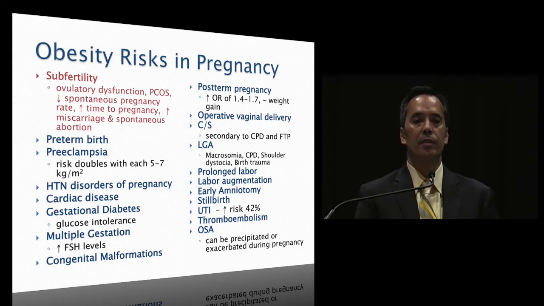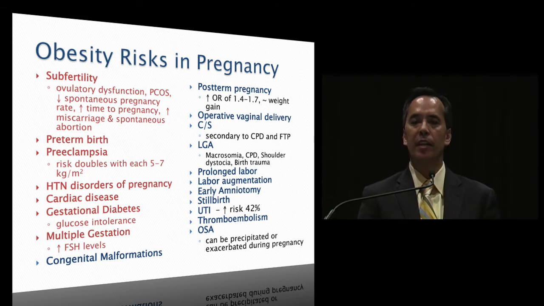Polycystic ovarian syndrome, so you're more likely to have miscarriages, increased time to pregnancy, increased risk for preterm delivery and preeclampsia. And in fact, as you put on the weight, the risk can even double for each 5 to 7 kilograms per meter squared. They're more likely to have hypertensive disorders of pregnancy, cardiac disease, gestational diabetes, multiple gestations.